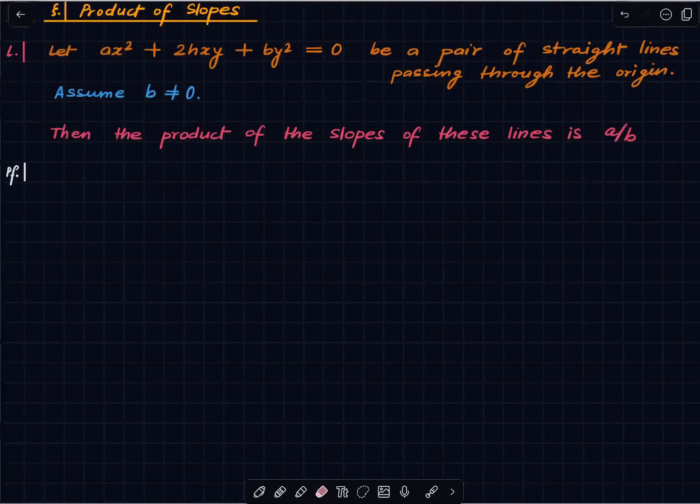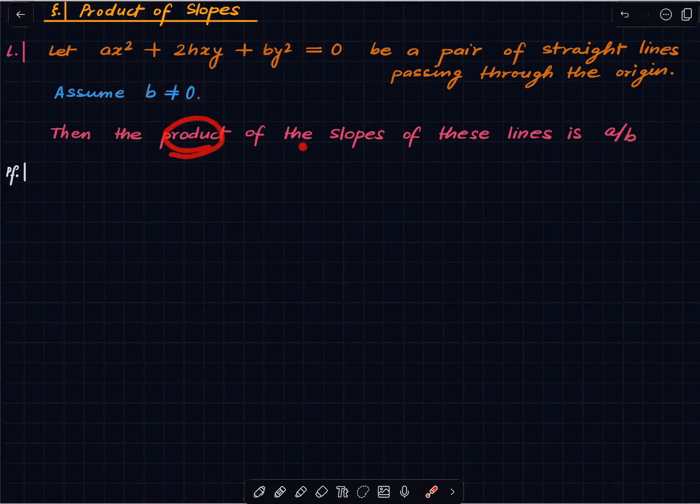So suppose we are given this expression again, ax square plus 2hxy plus by square equals 0, and assume that this is a pair of straight lines passing through the origin. We are not assuming distinctness, but at the very least we are assuming that these are 2 or maybe repeated lines passing through the origin. It is not only the origin is all I'm trying to say. In other words, we are assuming h square minus ab is at least 0. Assume b is non-zero.